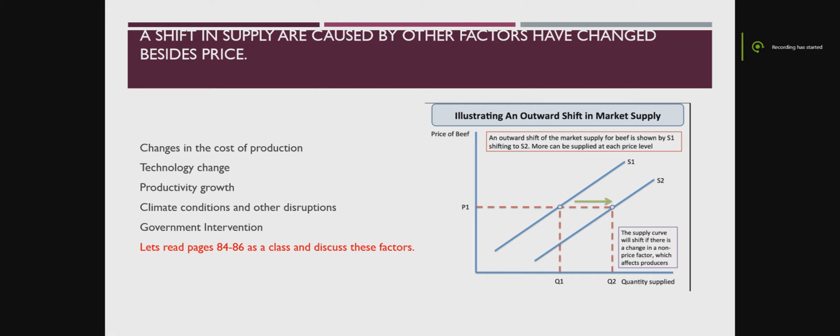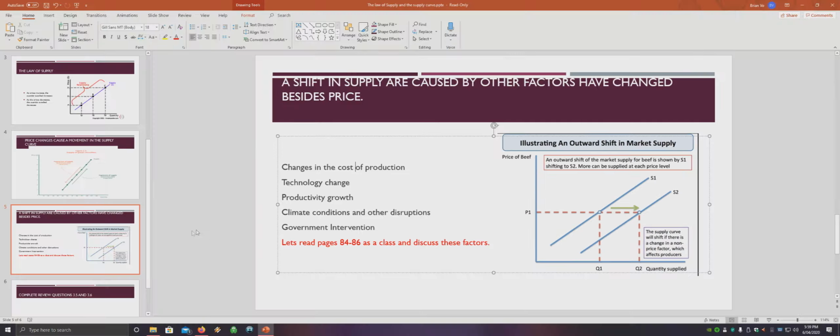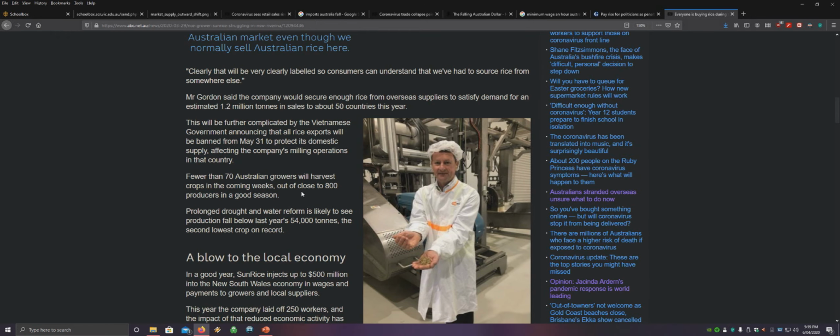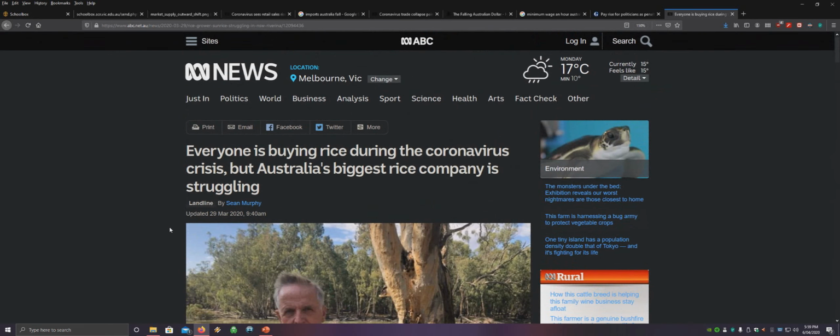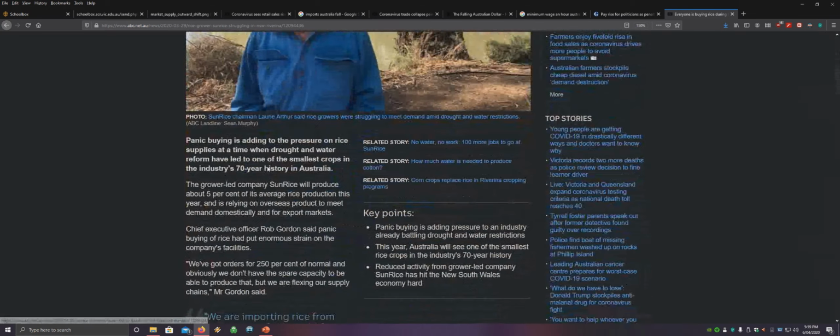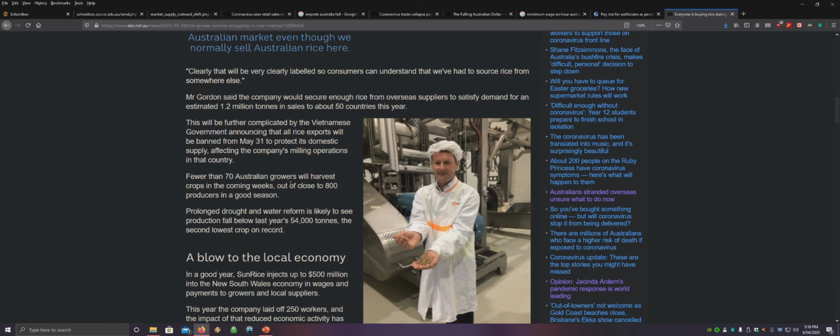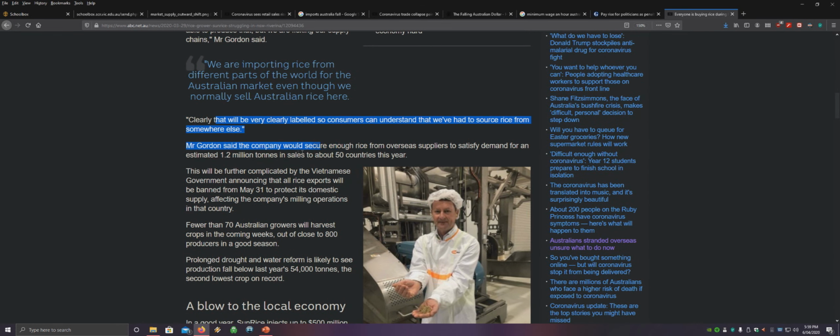And we can follow this up with government intervention. Just look at what's happened with Sunrise. There's a newspaper article, when was this? Back on the 29th of March, saying everyone is buying rice during the coronavirus crisis, but Australia's biggest rice company is struggling. Why are they struggling? Well, it says here, fewer than 70 Australian growers will harvest crops in the coming weeks out of the close to 800 producers in a good season.